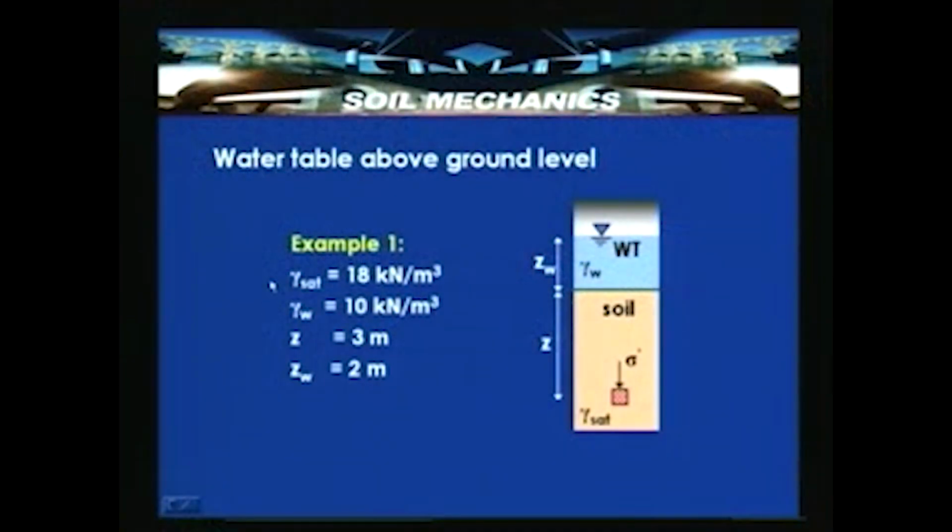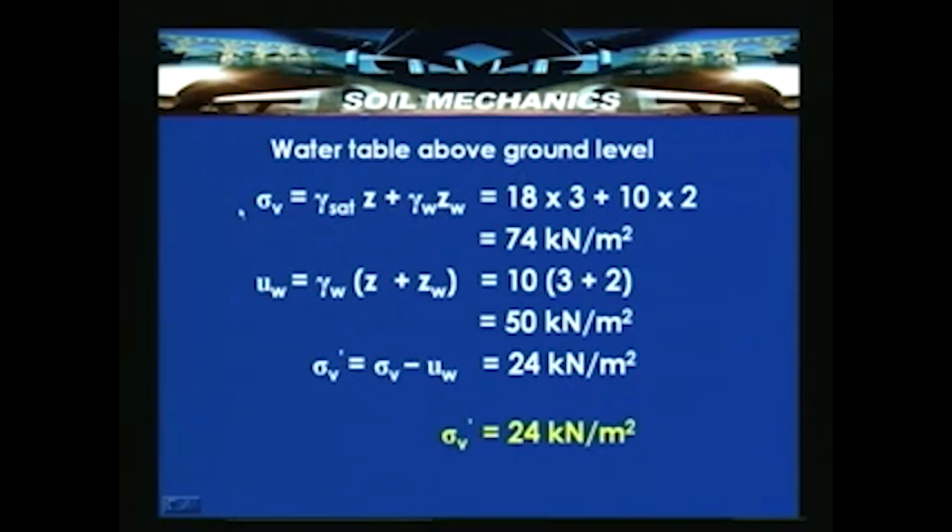Let us consider this example, water table above ground level. In this example, gamma sat is taken as 18 kilonewton per meter cube, gamma w is taken as 10 kilonewton per meter cube, and at depth z equal to 3 meters, Zw is equal to 2 meters. This is the cross section of the profile shown here. Now, sigma v is equal to 74 kilonewton per meter square, and the pore water pressure at depth 3 meters below the ground level, along with 2 meters height of water above the ground level, is around 50 kilonewton per meter square. So, the effective stress is around 24 kilonewton per meter square.